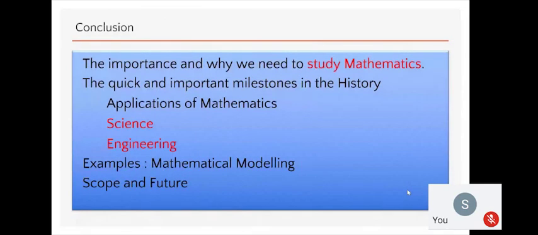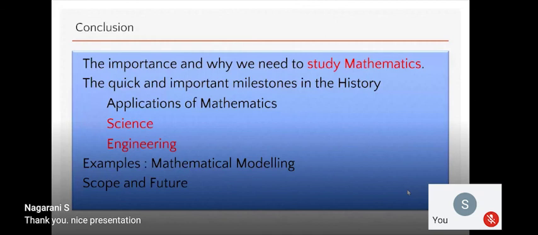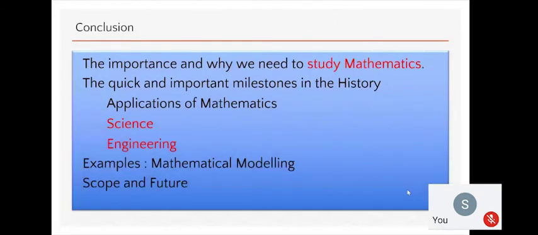So I think I gave some importance of mathematics and why we are studying mathematical concepts. I also explained some important milestones in the history of mathematics. I explained some applications of mathematics in the science and engineering field, as well as mathematical modeling like the finite element method through some analysis.